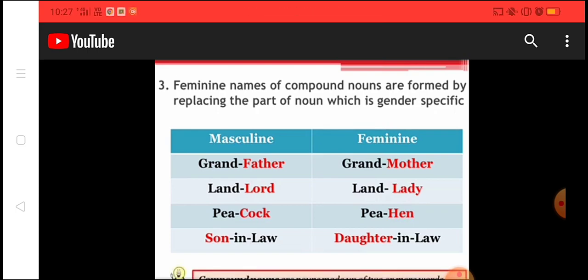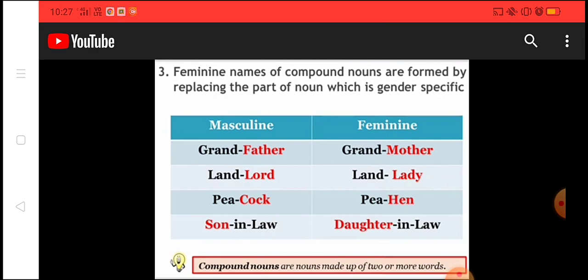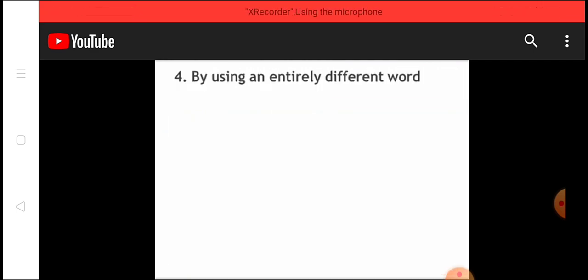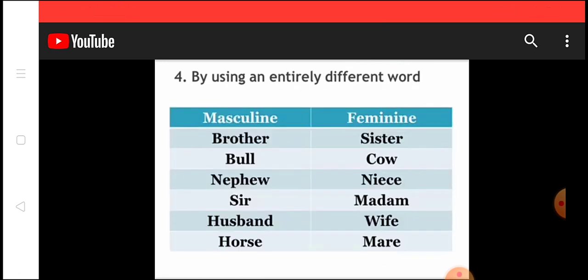So students, the third rule is replacing a part of a noun to change the gender of it, right? Here the part of the noun changed is specified with the red color. Now the fourth rule: by using an entirely different word. So in the fourth rule, the masculine gender and feminine gender will be entirely different. For example: brother, sister; bull, cow; nephew, niece; sir, madam; husband, wife; horse, mare.